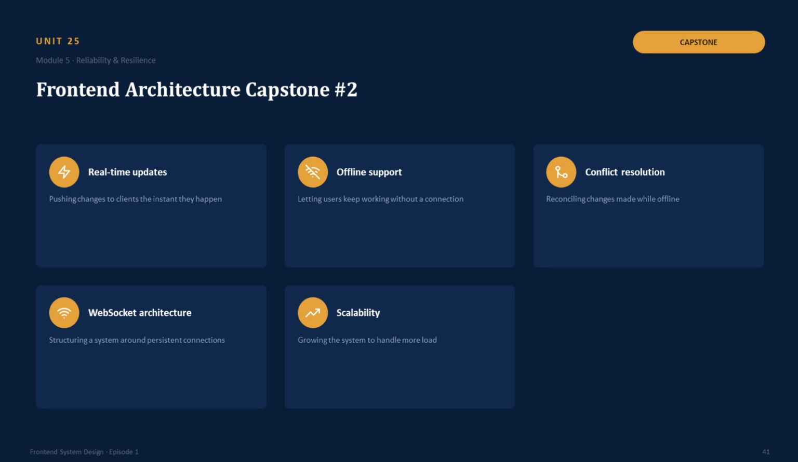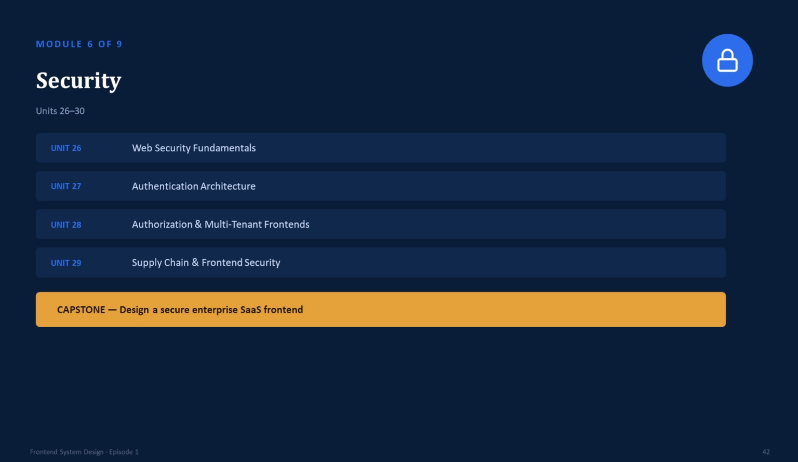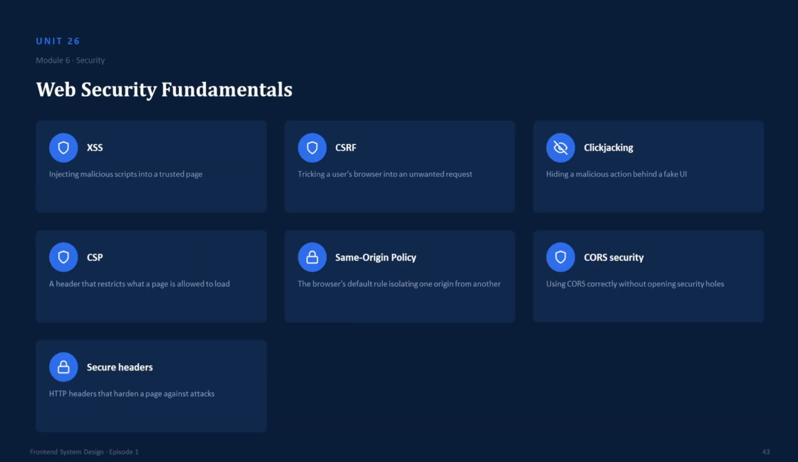Then in unit 25, we are going for the second capstone project, where we will see real-time updates, offline support, conflict resolution, WebSocket architecture, and scalability. Then we are going to module 6, which will mainly handle security, and this is a very important section.